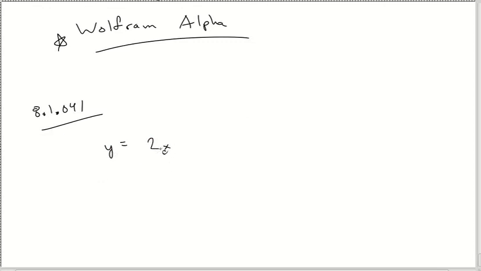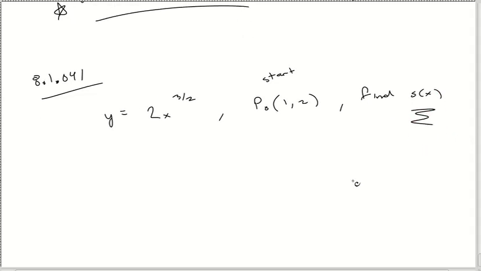So we got 2x to the 3/2 power, and they have P naught. P naught, that's a little 0 down there, by the way. This is my starting place. That does not look like start. This is where I'm starting. And they say find, this is a strange problem, find s in terms of x. They want the arc length as a function in terms of x from the starting point. This is a weird problem. I actually wrote that in my notes.